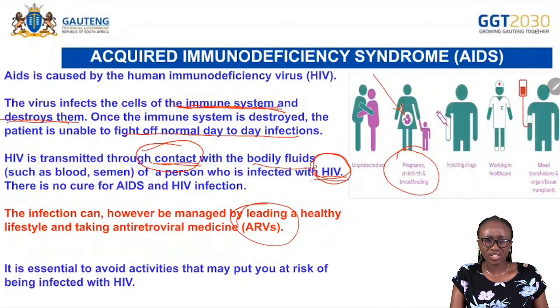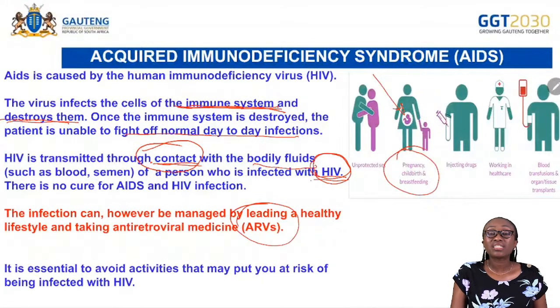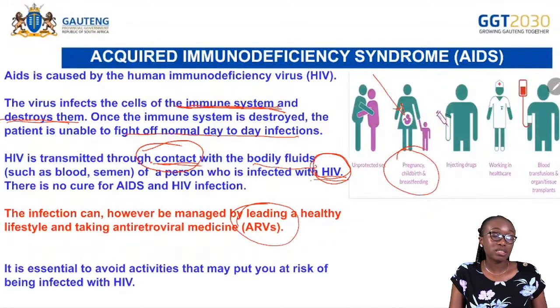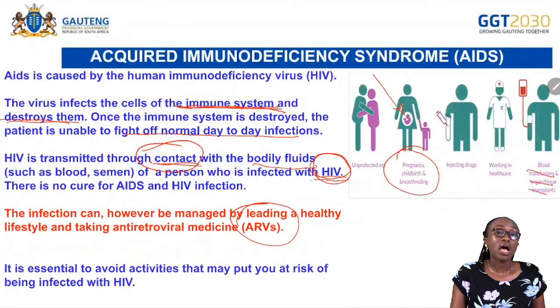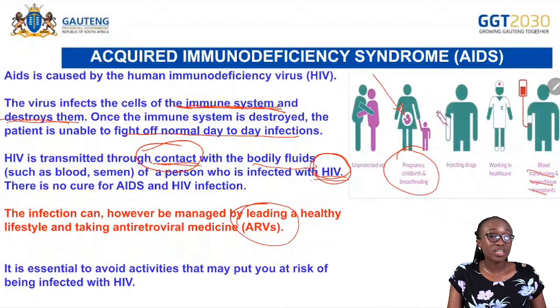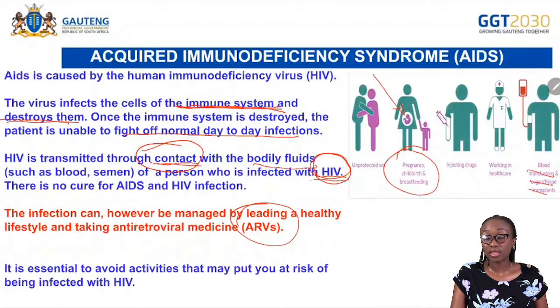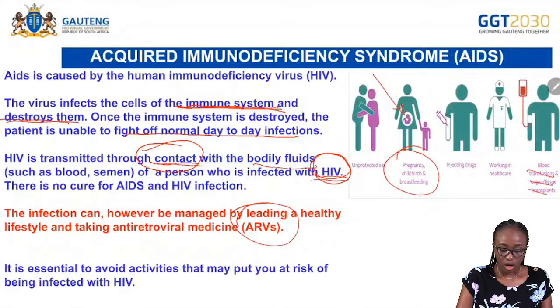If you're in the habit of sharing syringes, you can get infected by HIV, or people who are working in healthcare are at a very high risk of contracting the disease, so they need to exercise protective measures and wear protective clothing. Blood transfusion, organ or tissue transplants are also very risky. So before a blood transfusion is done, the blood is screened to make sure that it doesn't have any viruses or any other pathogens in it. Then it is given to the next person.